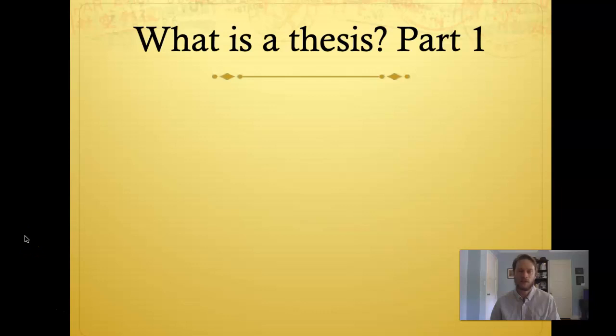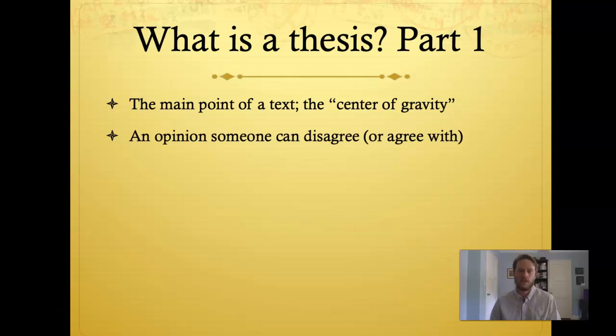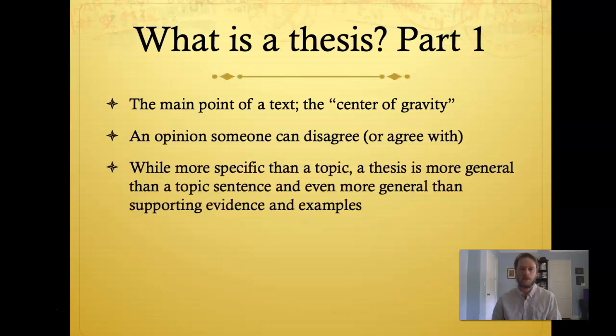Part 1. Let's define it briefly. A thesis is the main point of a text. It's the text's center of gravity, so all the supporting evidence gets directed toward the thesis statement. Secondly, it's an opinion someone can disagree or agree with. If you cannot disagree with a thesis statement, it's probably not a very strong thesis, because there's nothing to argue about. Third, while more specific than a topic, a thesis is more general than a topic sentence and even more general than supporting evidence and examples.